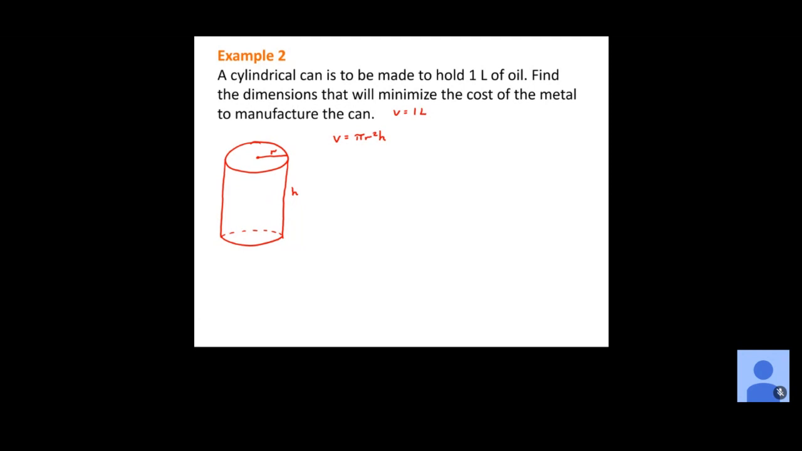Also, what are we trying to minimize this time? The cost, right? Which means that we actually want to minimize what? What would we want to minimize if we want to minimize the amount of cost? The surface area, right? Because if we can minimize the amount of surface area on this thing, we're going to minimize the amount of material that's needed. That will minimize our cost. So we actually want to minimize surface area. So we're going to need the area formula for this cylinder. How would you find surface area for a cylinder?